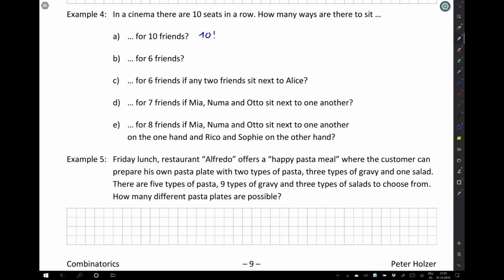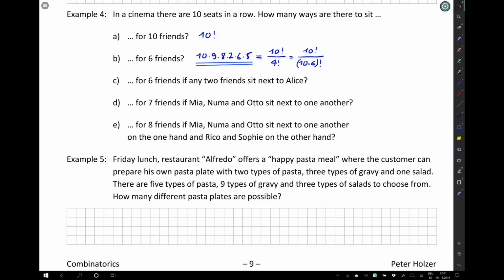And now B. There are 10 places to choose from for the first person, 9 for the second one, and so on, and 5 for the last one. Or we can use then just the formula that we have for the variations for when we have 6 persons out of 10 and we want to select them, and the order matters.